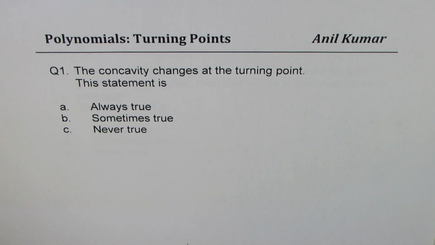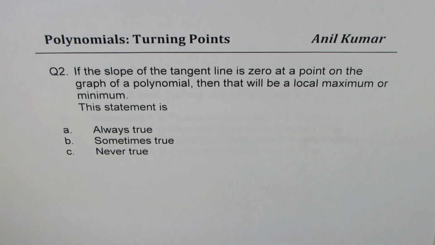Question number 1. The concavity changes at the turning point. This statement is always true, sometimes true, never true. Question number 2. If the slope of the tangent line is 0 at a point on the graph of a polynomial, then that will be a local maximum or minimum. This statement is always true, sometimes true, or never true.